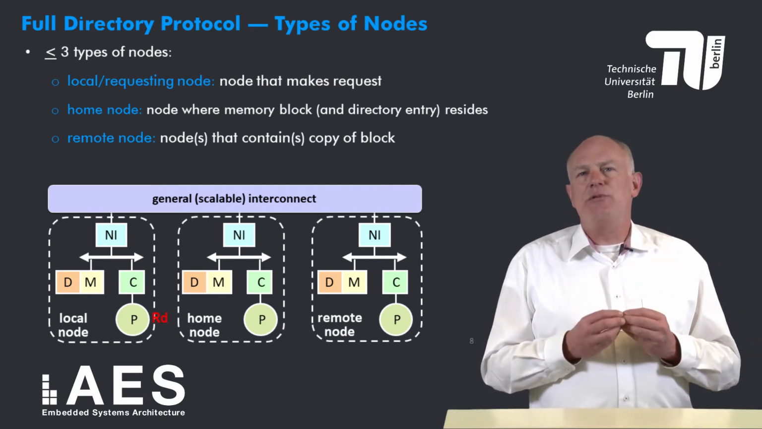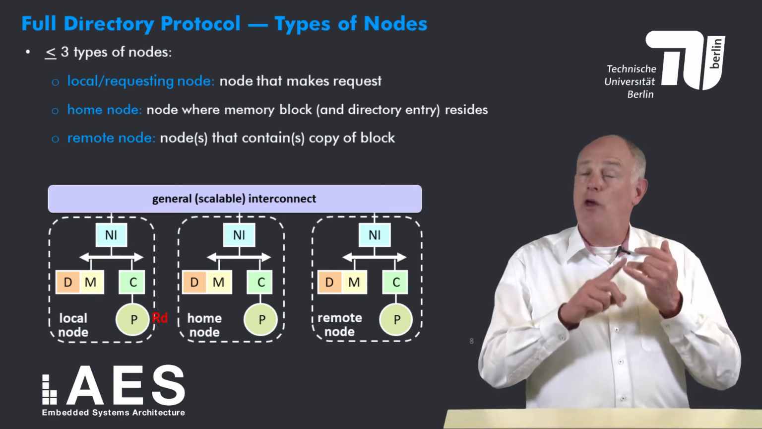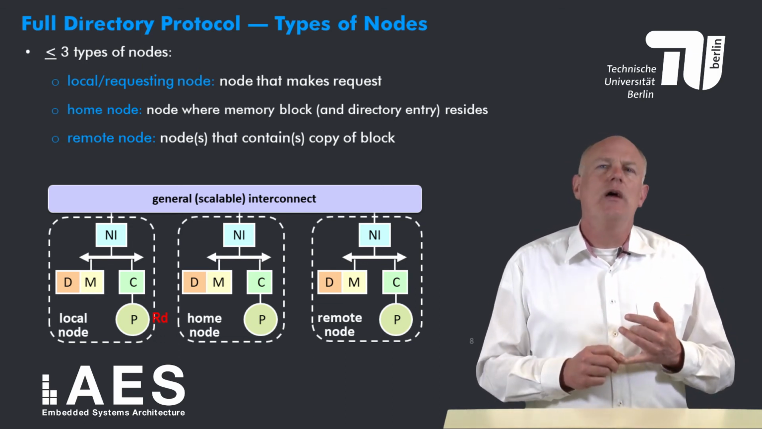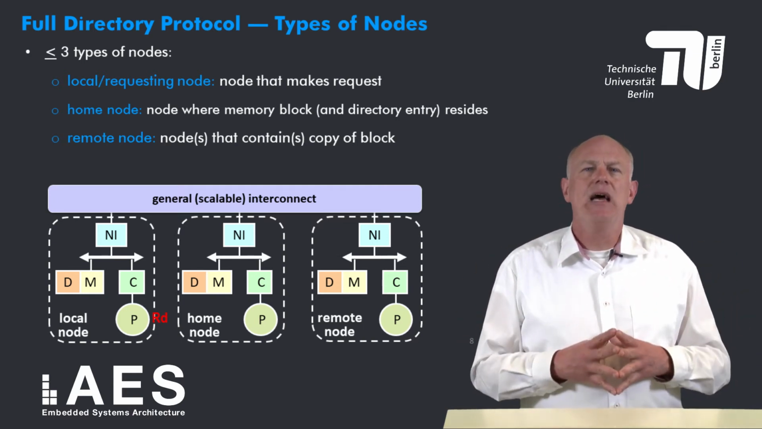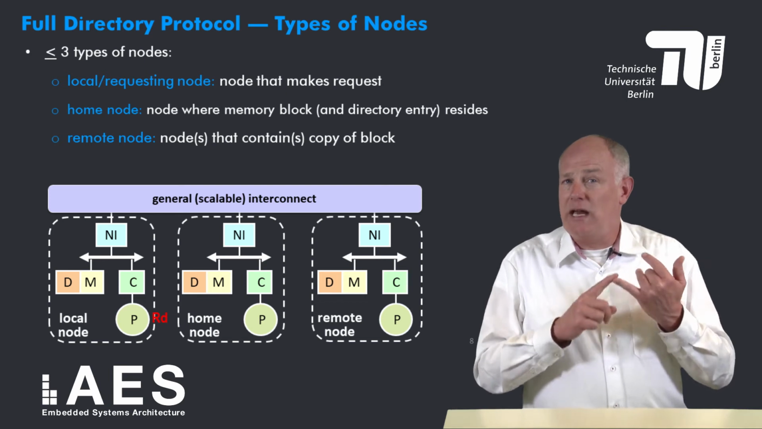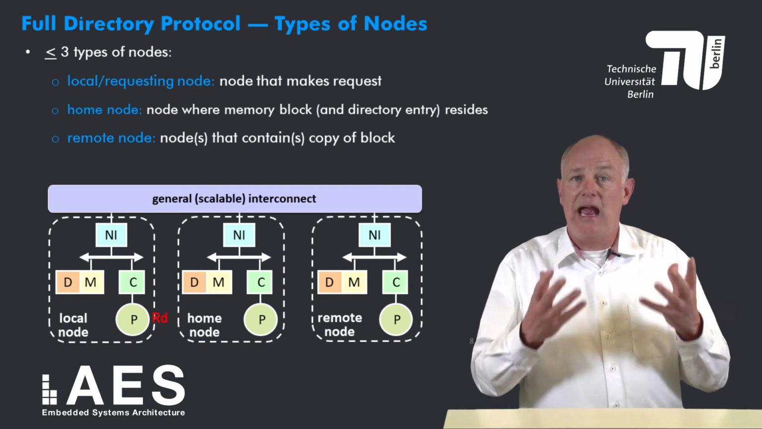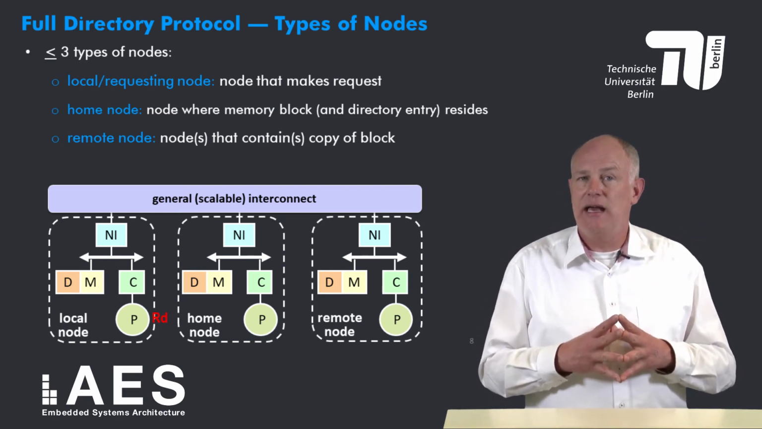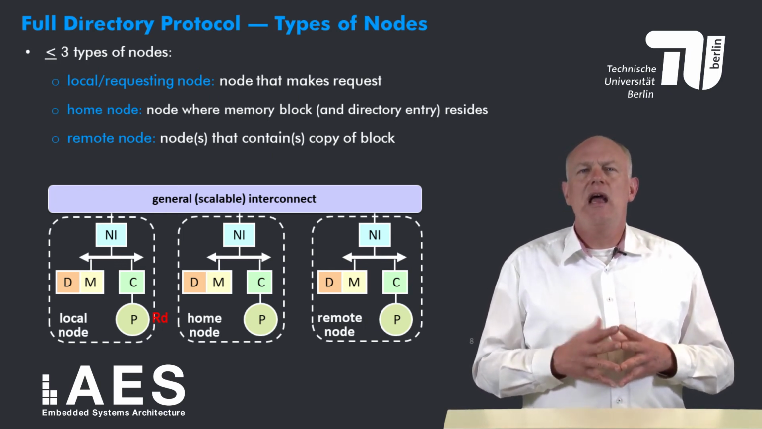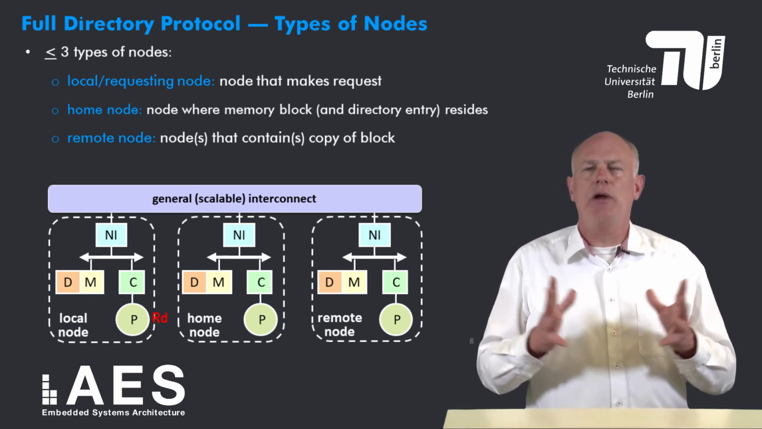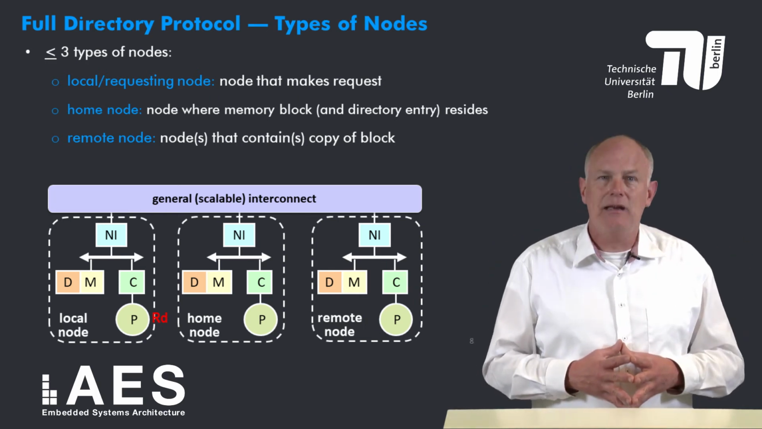Up to 3 types of nodes can be involved in a coherence transaction. These are, first, the local or requesting node, the node that makes the request, such as a read miss. Second, the home node that I already described on the previous slide, the node where the memory block and the directory entry reside. And potentially remote nodes may also be involved. These are the nodes that contain a copy of the memory block. For example, these copies might need to be invalidated.